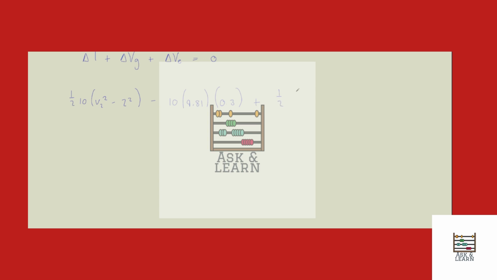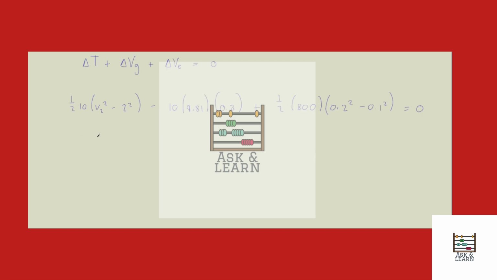And that's plus a half times the force constant of the spring, k, which is 800 newtons per meter, times the change in x squared, which is 0.2 squared minus 0.1 squared. So all of this must equal 0.